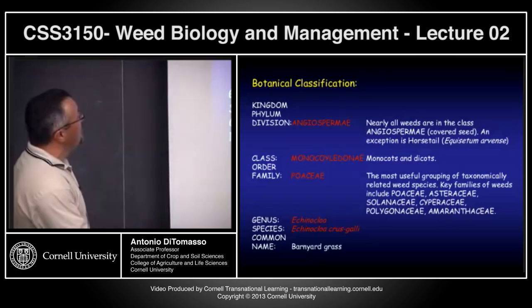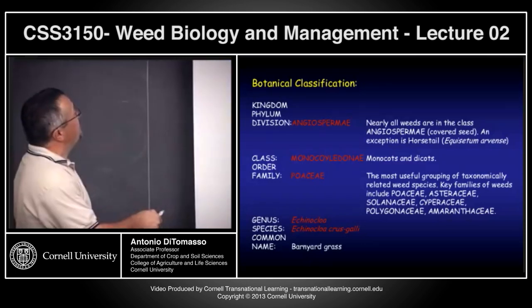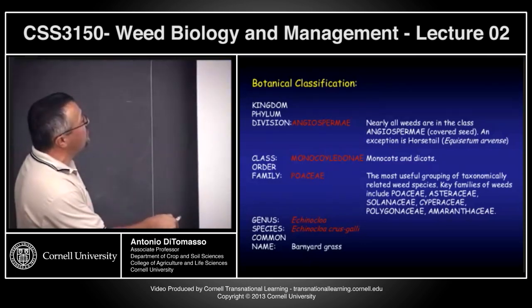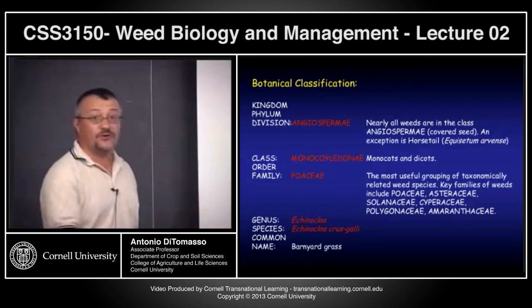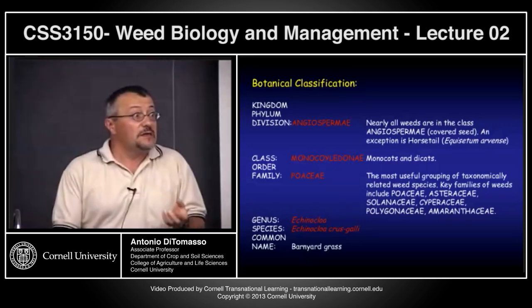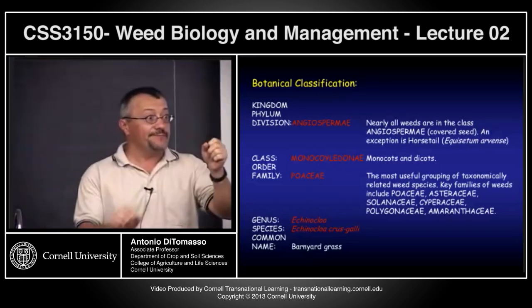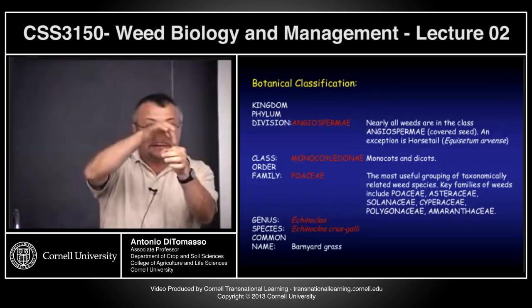But most of our weeds are in the angiosperms, and they're divided into monocots or dicots. The monocots are the grasses, and they're monocots because they have just one cotyledon, what we call the seed leaf. A corn seed, for example, has just one.